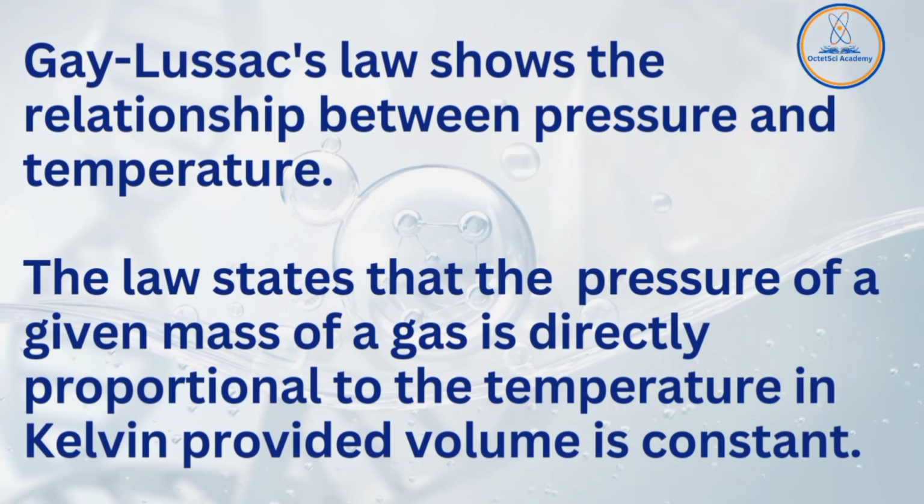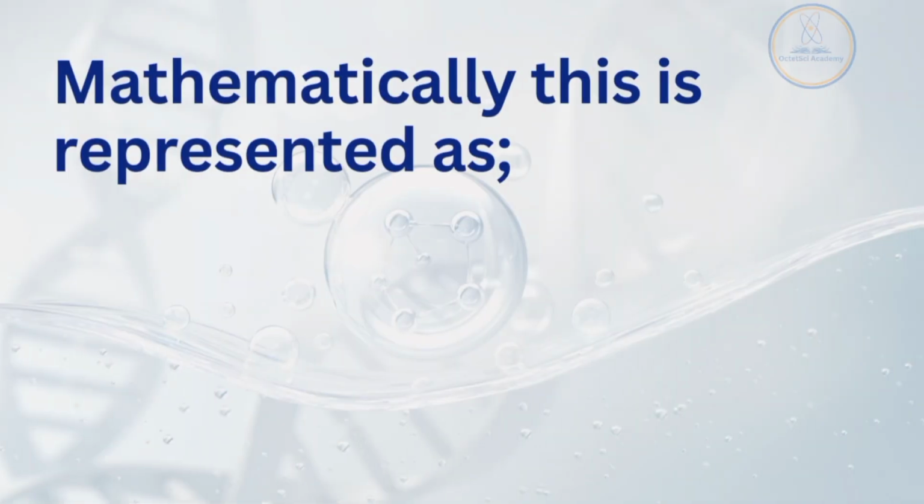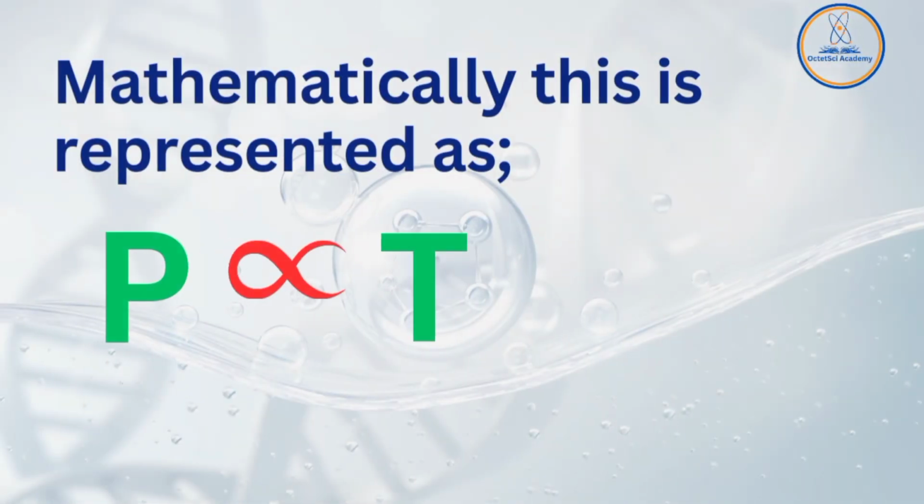The law states that the pressure of a given mass of a gas is directly proportional to the temperature in Kelvin, provided volume is constant. So this time around, we are relating pressure with temperature at constant volume. So mathematically, P is directly proportional to T.